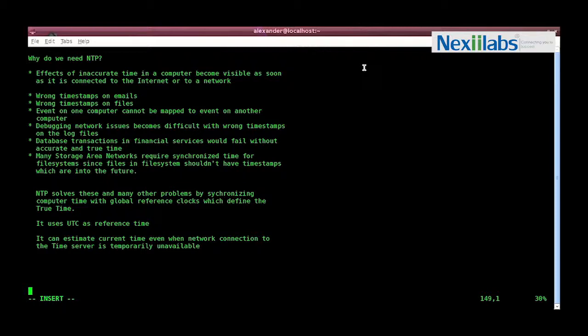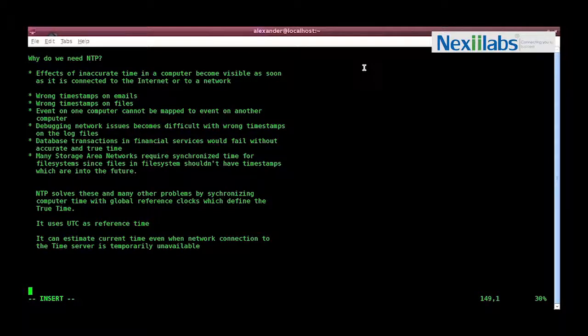NTP could also be very important with SAN. Some SANs require accurate time for proper synchronization or file system usage because all the files need to have timestamps that agree. You cannot have timestamps of some files which are in the future. NTP solves this and many other problems by synchronizing time with global reference clocks that define the true time. It uses UTC as the reference time, and it can also estimate the current time even when the network connection to the time server is temporarily unavailable.